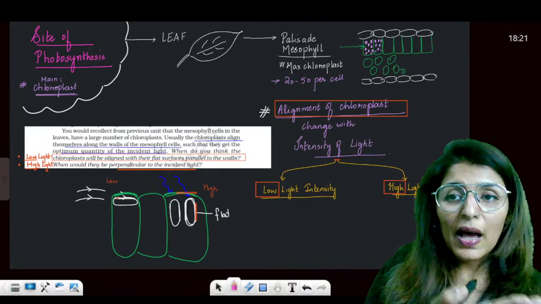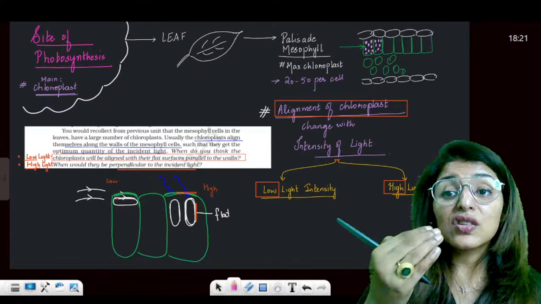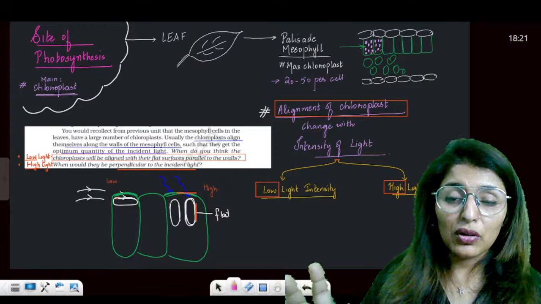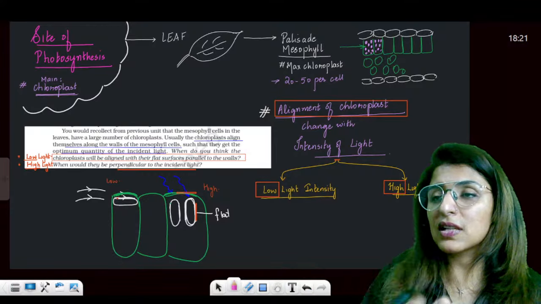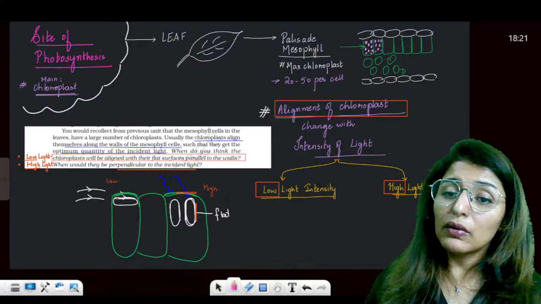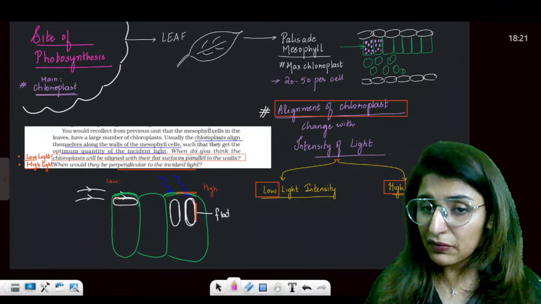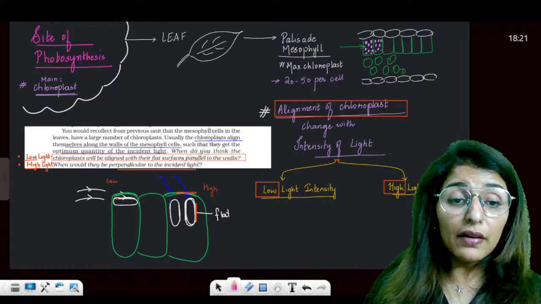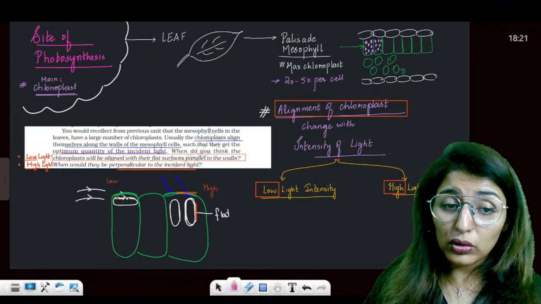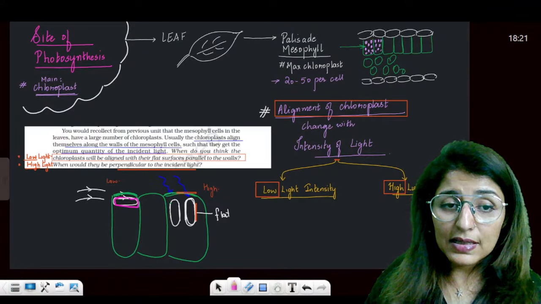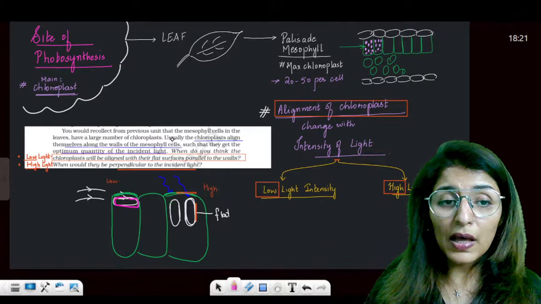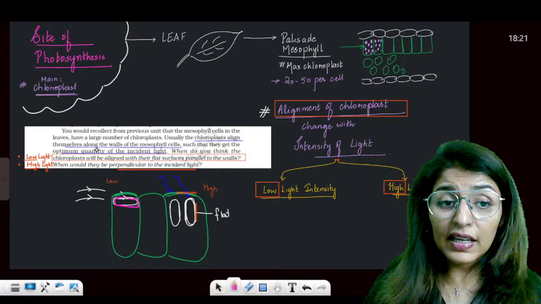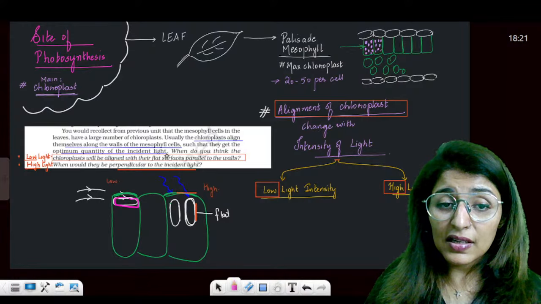We have seen what happens during differentiation. There is change in the protoplasm. So the palisade mesophyll has developed a large number of chloroplasts because it is meant for the sake of photosynthesis. Is that clear? Now the alignment of chloroplasts will also be different as per the intensity of the light. Now see, if the light intensity is low, the chloroplast lies like this. So see, these are NCERT lines. Chloroplasts align themselves along the wall of mesophyll such that they get optimum quantity of incident light.